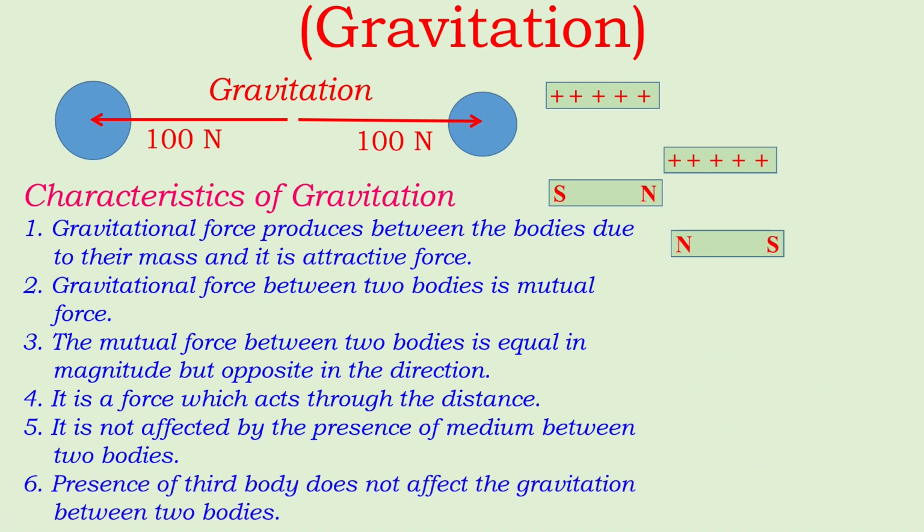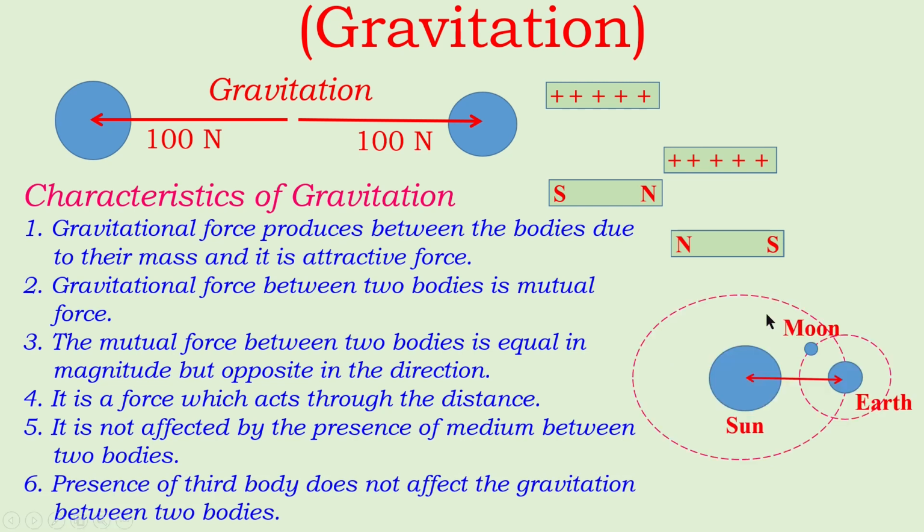Okay, let's go to another point. Presence of a third body doesn't affect the gravitation between two bodies. What does it mean? Let's say Earth is revolving around the Sun in this diagram. The gravitational force between Sun and Earth wouldn't be affected by the Moon. Moon is also revolving around the Earth.